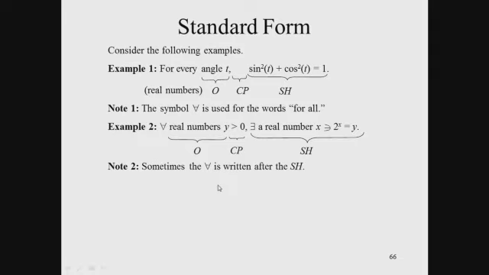Good. In some cases, the authors will write the for all after the something that happens. Here's an example: 2 to the n is greater than n squared for all n equal to 5, 6, and so on. What are the objects here? 2 to the n greater than n squared? No, just n.